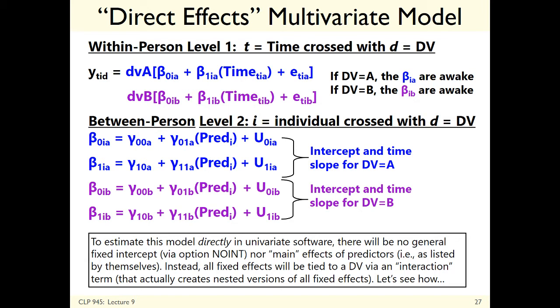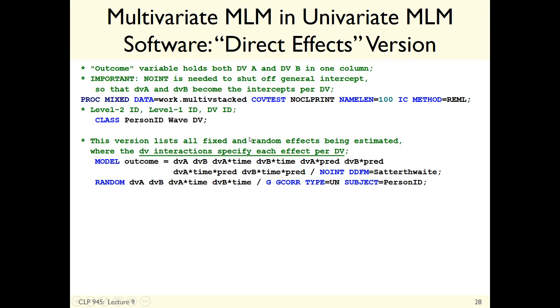The reason to do this is to get the associations between the U's across outcomes and between the E's across outcomes, or to be able to test, for instance, whether the effect of this predictor on the intercept is bigger for DVA than for DVB. So here's what it's going to look like. Proc mix looks the same. We're adding DV as my categorical indicator here.